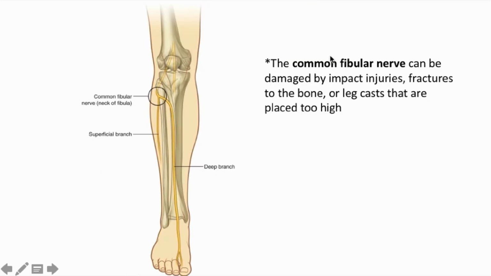Moving on. So talking about the common fibular nerve, a nice segue onto this slide: it's a branch of the sciatic nerve and it curves around the proximal fibula, the neck of the fibula, and passes from the popliteal fossa into the leg. Because of its proximity to the bone and also to the surface, it can be damaged fairly easily by impact injuries, getting hit there, fractures to the bone, or even sometimes if we place our casts on the lower extremity a little too high.